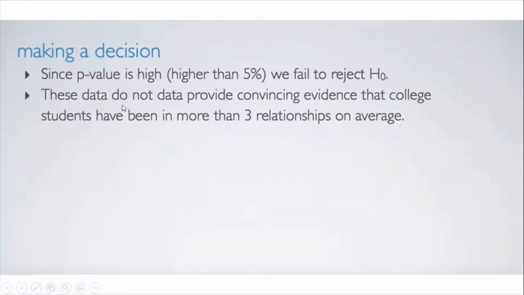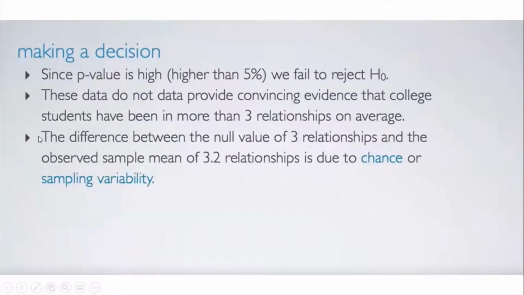And anyway, these data do not provide convincing evidence that the college students have been in more than 3 relationships on average. So the difference between the null value of 3 relationships and the observed sample mean of 3.2 relationships can be due to chance or sampling variability. We talked about this, right? Due to sampling variability, this can happen by chance. So that's why we are looking at the p-value, or testing using inferential statistics. We do not want our result to be contaminated by sampling variability.